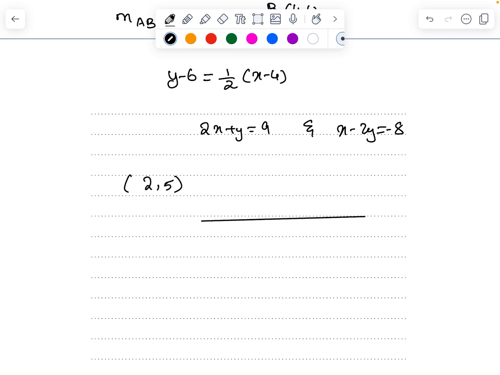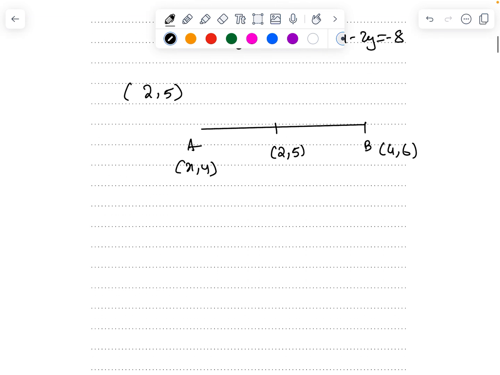So I came to know that the midpoint is (2, 5) and B is (4, 6). So A (x, y) has to be found. So (x plus 4)/2 should equal 2, and (y plus 6)/2 should equal 5. This gives me x equals 0 and y equals 4. So the point is A (0, 4).